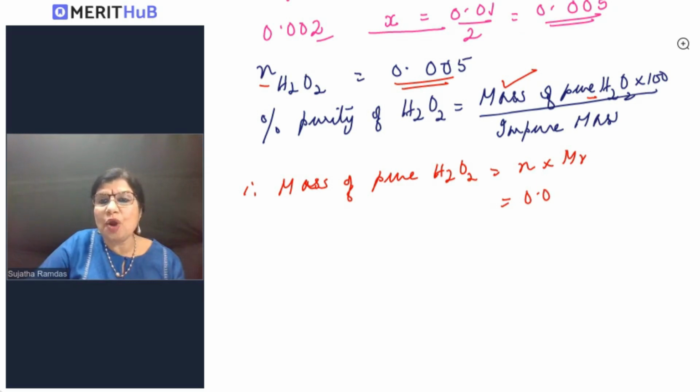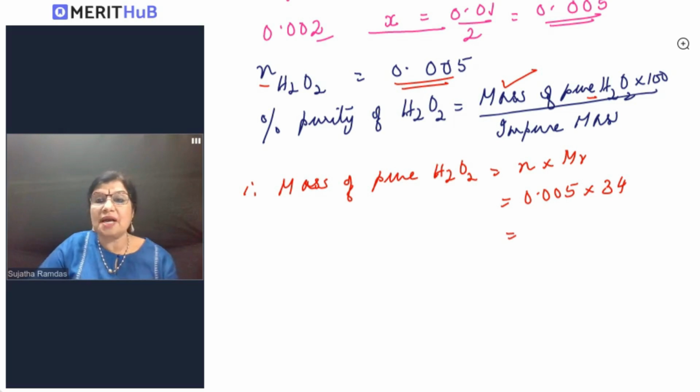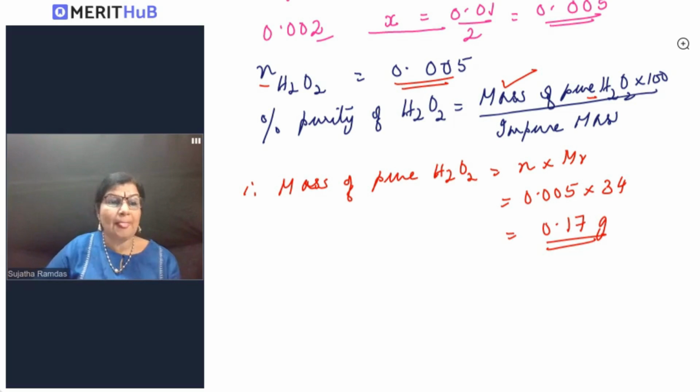So 0.005 into the molar mass, which is 34, and this becomes 0.17 grams. Okay, so that is the mass of pure hydrogen peroxide.